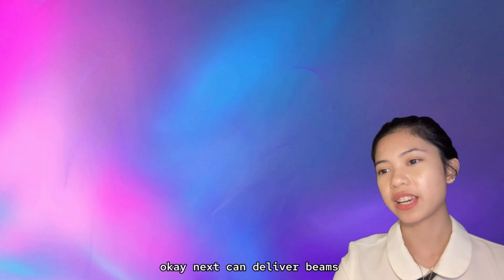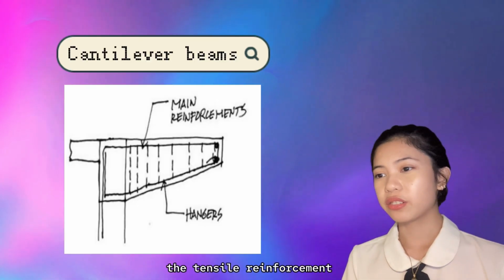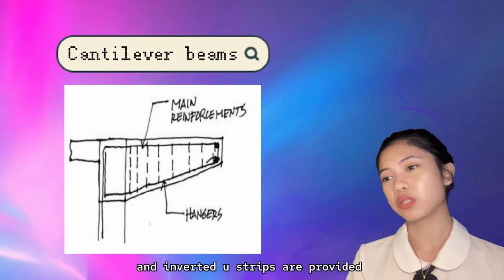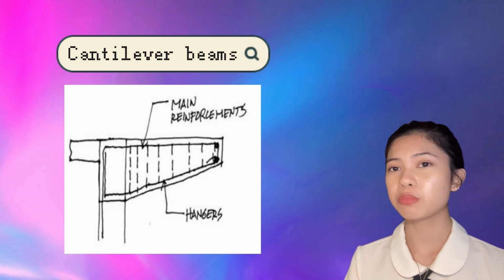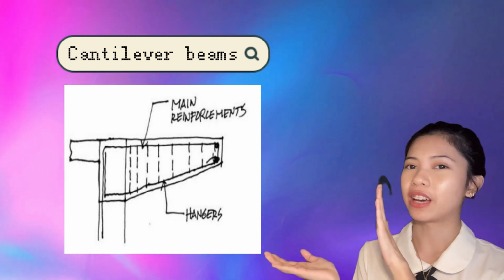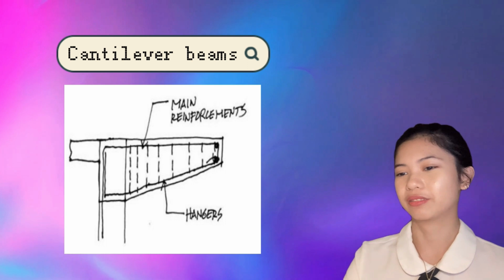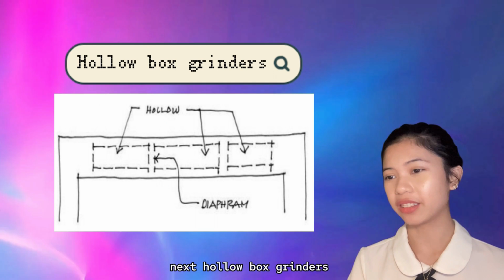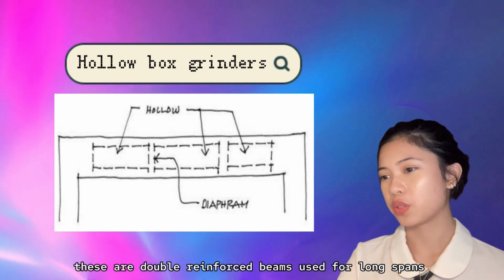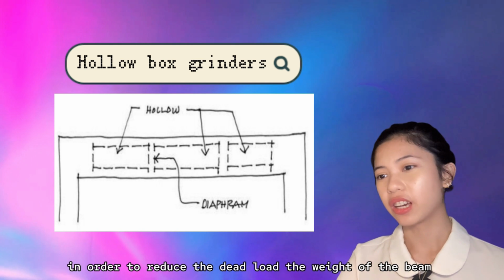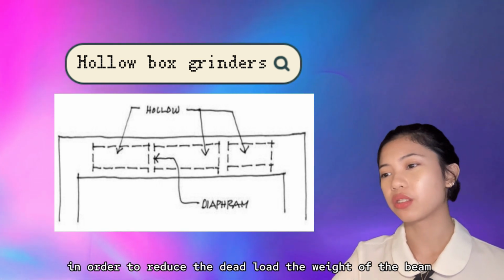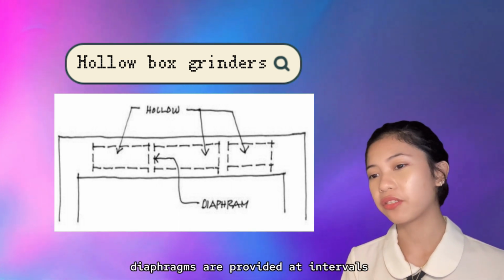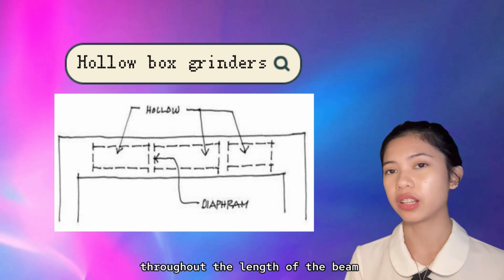Okay. Next, cantilever beams. The tensile reinforcement is located at the top of the beam and inverted U-strips are provided. So, hindi ko masyado naiintindihan to. Basta yung picture, ilalagay ko na lang dito. Next, hollow box girders. These are double reinforced beams used for long spans. In order to reduce the dead load, the weight of the beam, it is hollowed in the center of the section. Diaphragms are provided at intervals throughout the length of the beam.